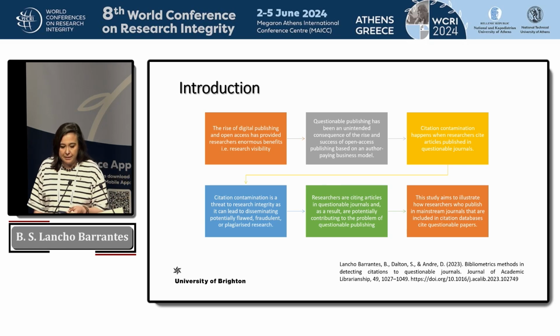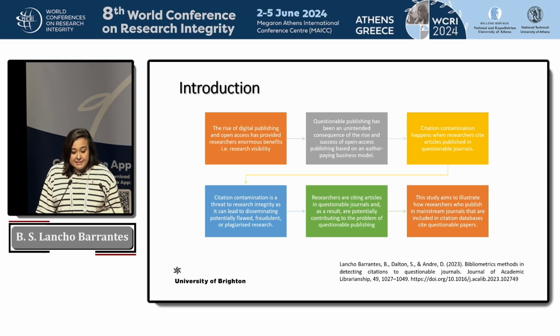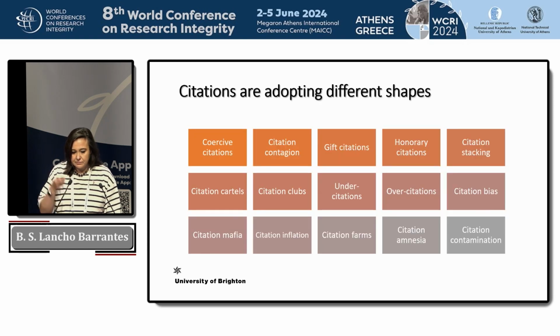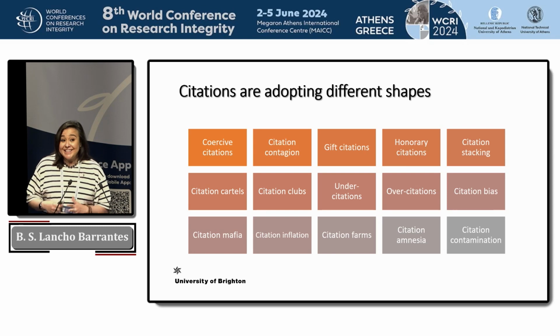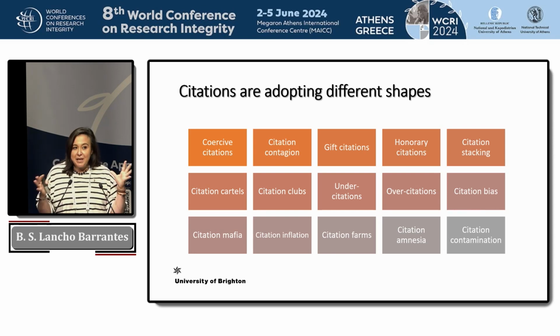of questionable publishing. This study aims to illustrate how researchers who publish in mainstream journals that are included in mainstream citation databases are still citing questionable papers. So citations are adopting different shapes in the context of questionable publishing and research integrity.